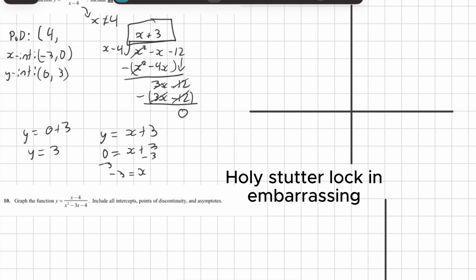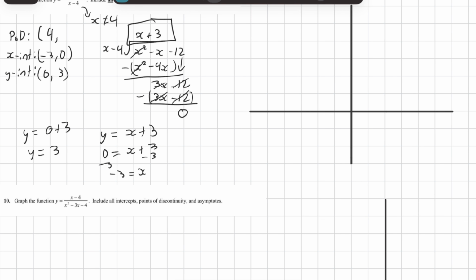And then for the point of discontinuity, you basically just take y equals x plus 3 and substitute the point that x can't be into it, because whatever that point is, the y value also cannot equal the corresponding value. So y equals 4 plus 3, so it equals 7. So when x is 4, the graph cannot equal 4, it also means that y cannot equal 7. So it's going to be 4, 7.